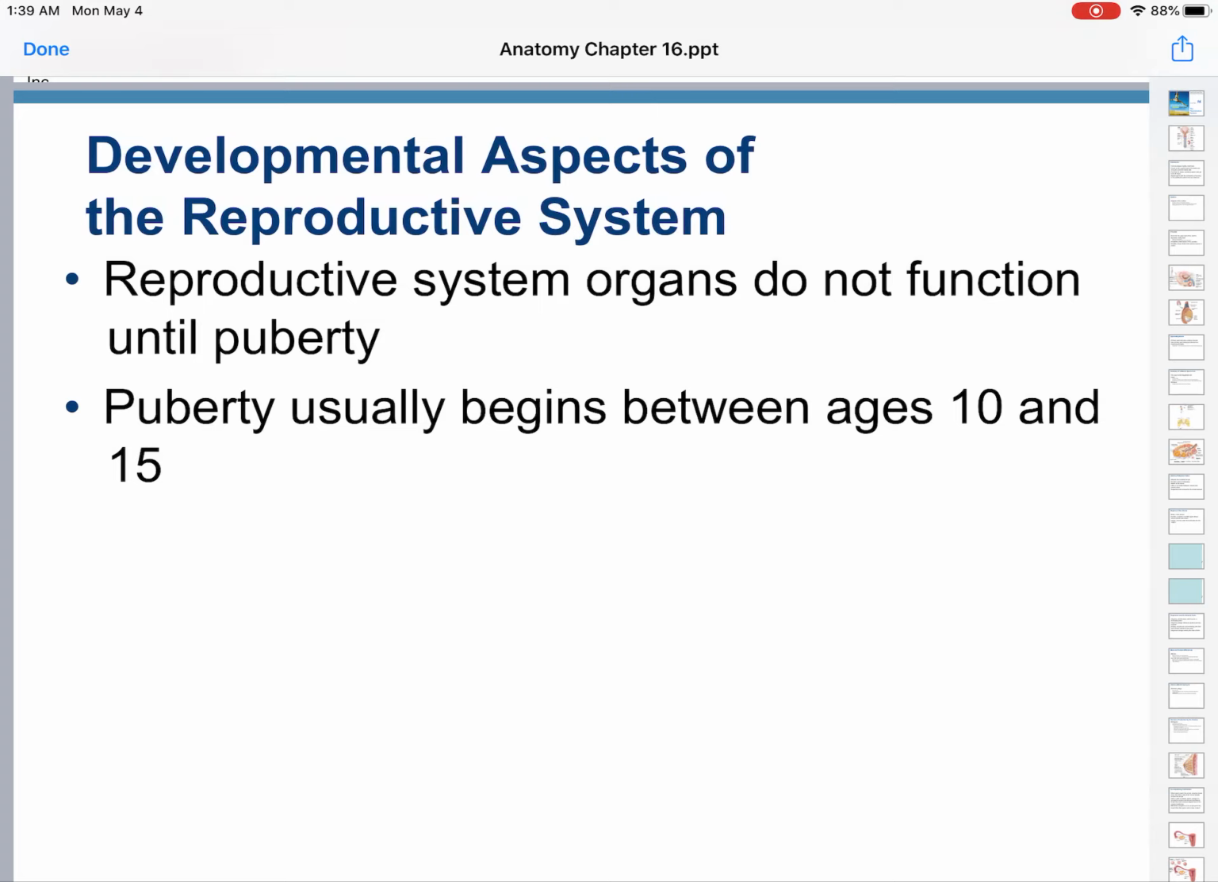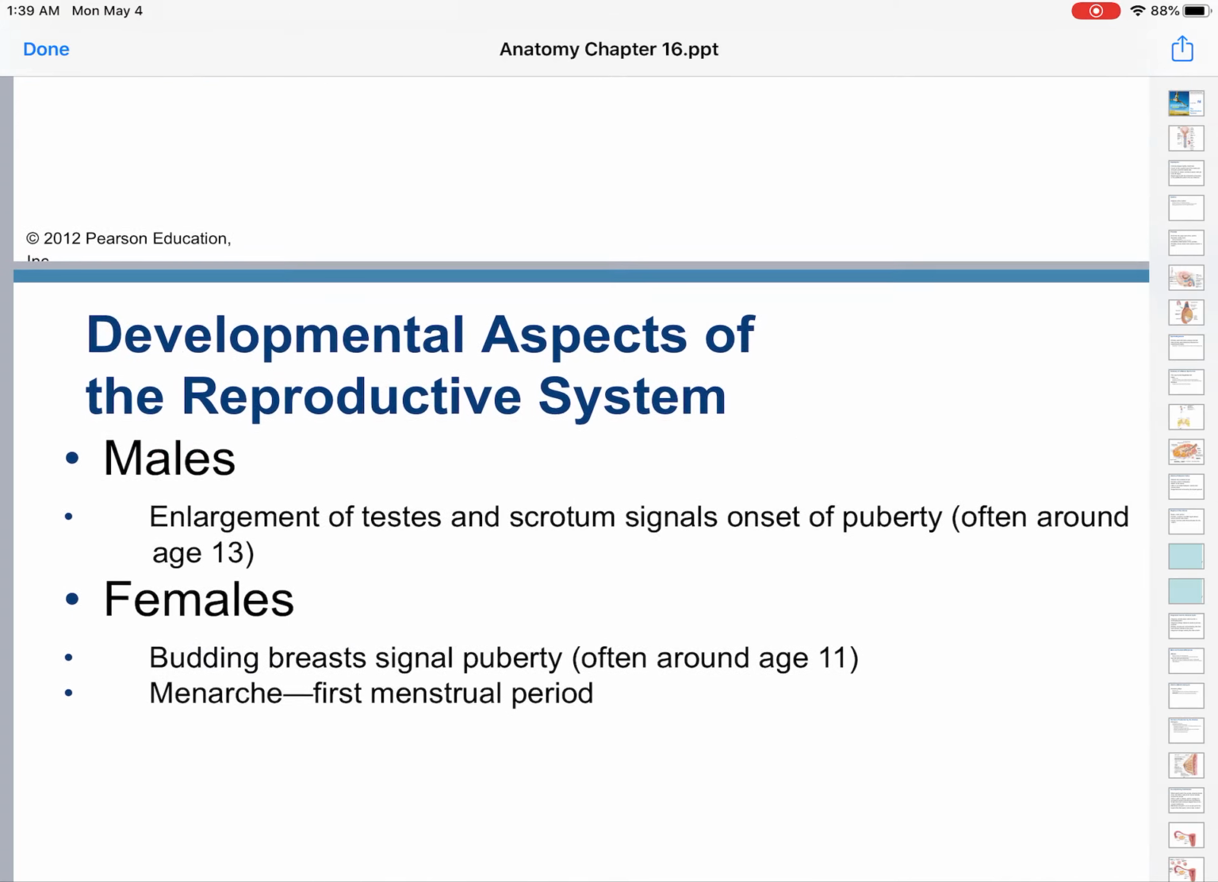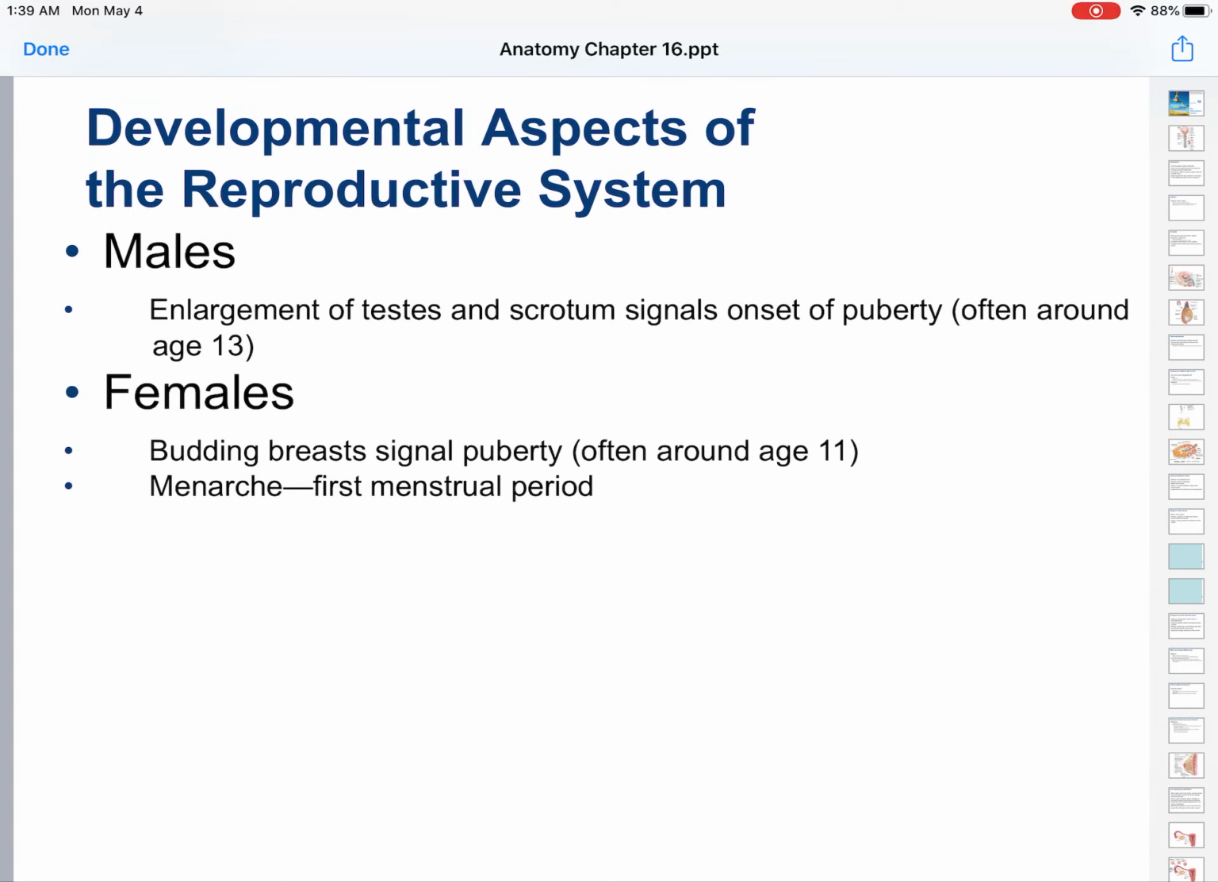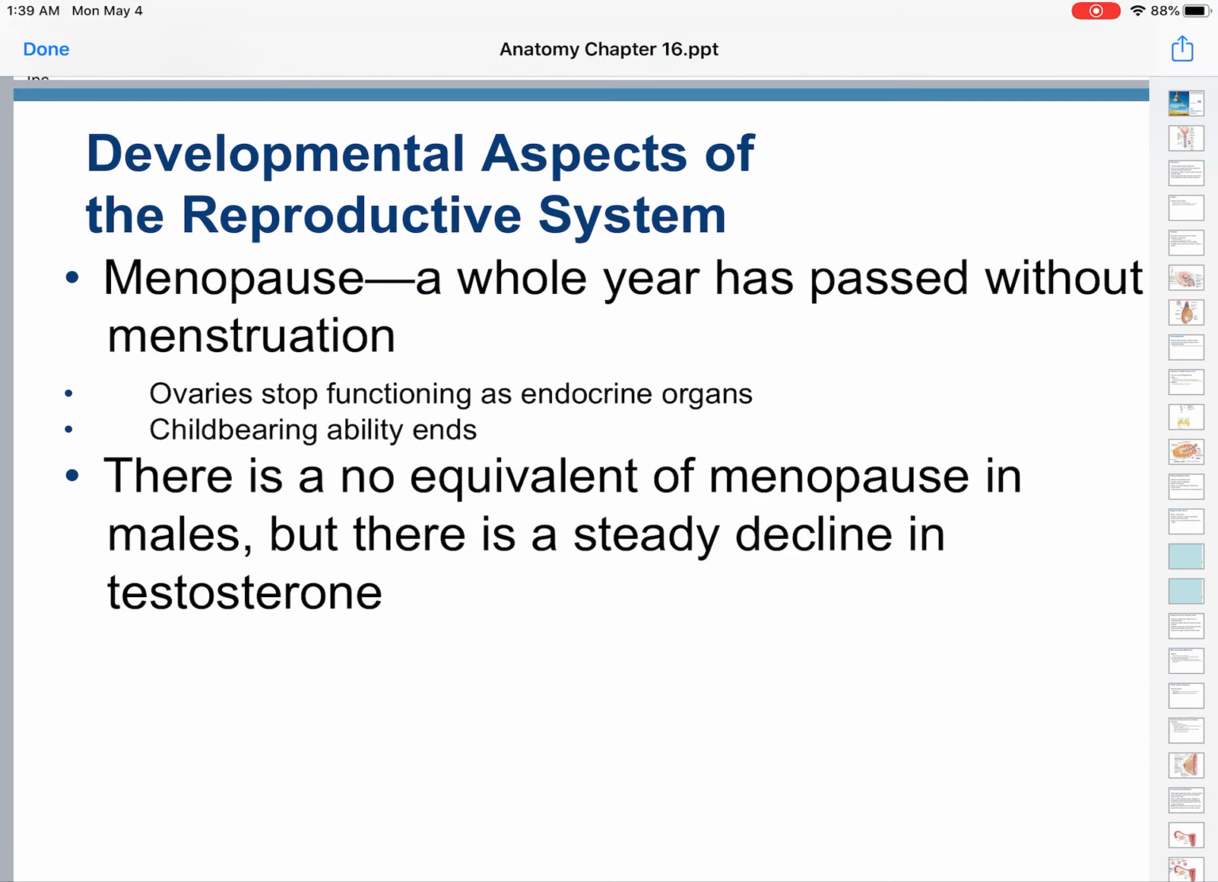Reproductive system organs do not function until puberty, usually between the ages of 10 and 15. Girls go through puberty before males. Males normally around the age of 13, and it's seen enlargement of the testes and scrotum. Females, the development of breasts, normally around age 11, as well as the menarche, which is a fancy name for your first period.